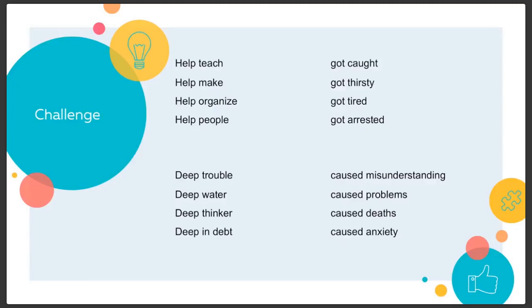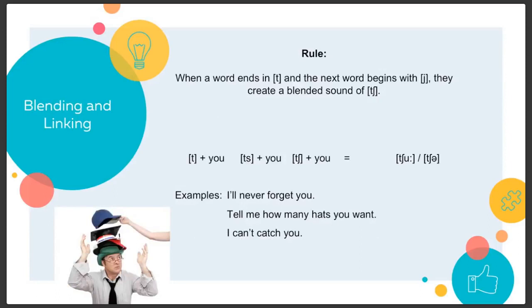And here's the second page of the challenge. And then we have yet another rule. So one more rule to add to the list. When a word ends in t and the next word begins with y, they create a blended sound of ch. And you've probably heard this before, but not really understood why it's happening. Okay? There is a special rule. It's the t plus y sound. And this becomes ch. So this is a special blended sound.